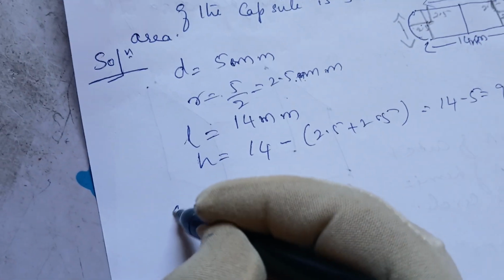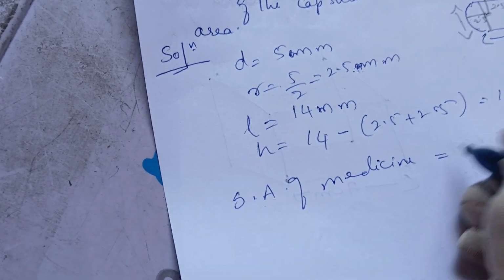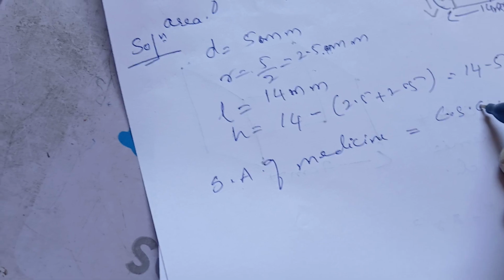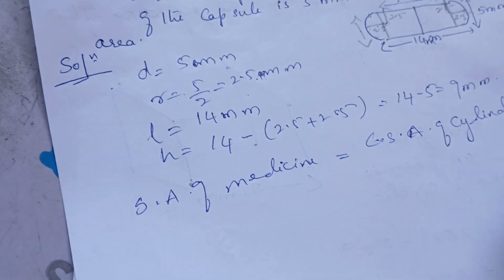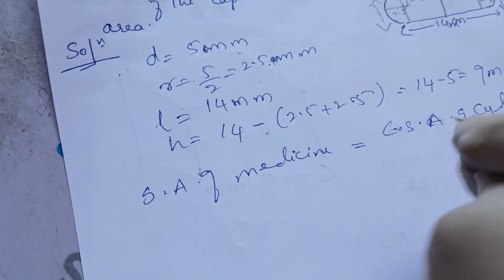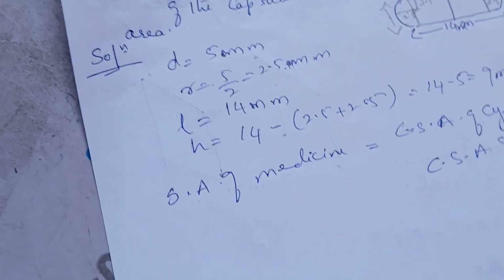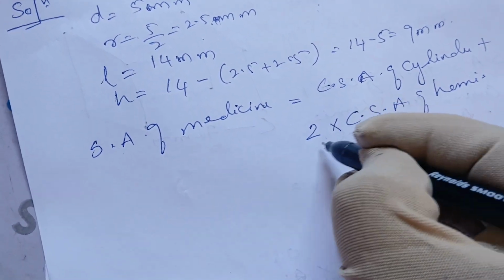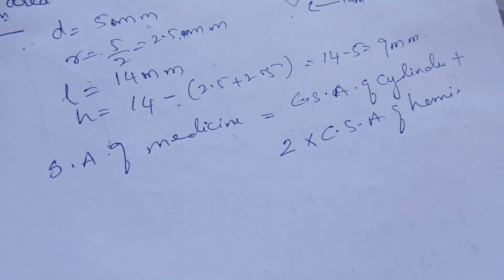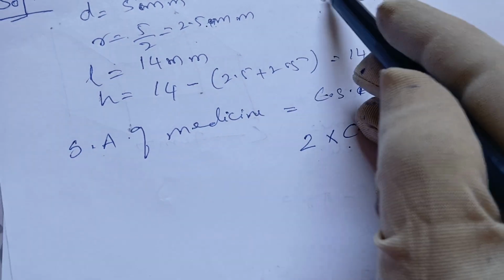Now we can write the formula. Surface area of the medicine capsule is equal to the curved surface area of the cylinder plus the curved surface area of the hemispheres. As there are two hemispheres, we multiply the curved surface area of a hemisphere by 2, so that we include both hemispheres, this one and this one. Now we can write the formulas.